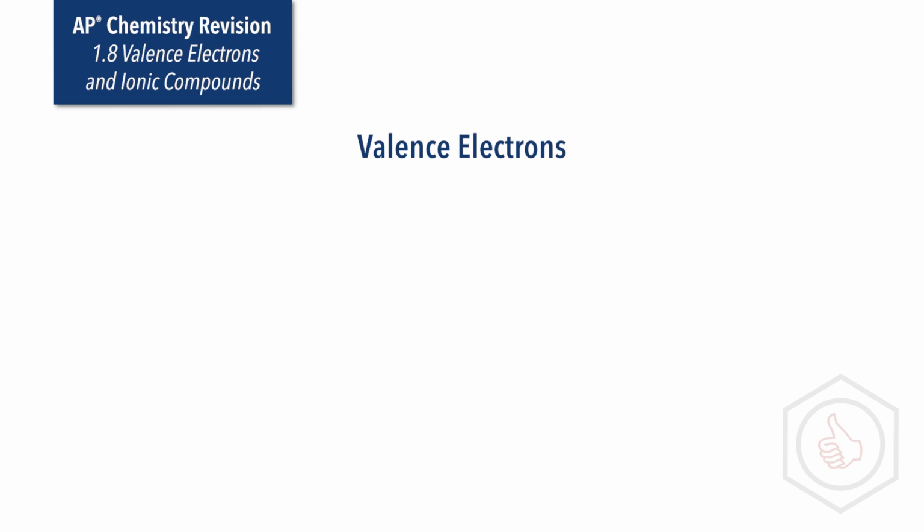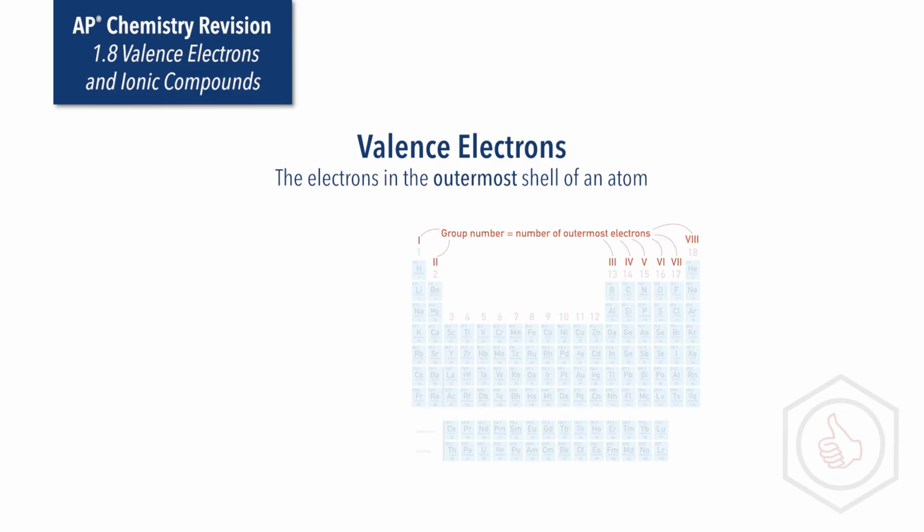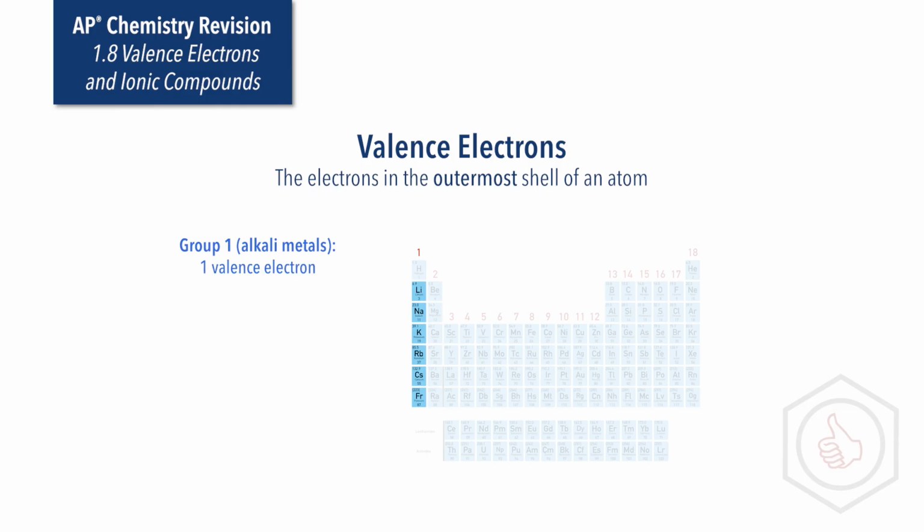Valence electrons are the electrons in the outermost shell of an atom. It is these valence electrons that are responsible for nearly all the chemical behavior of atoms of elements. The number of valence electrons an atom has can be predicted from its group number in the periodic table. Group 1 elements, the alkali metals, have 1 valence electron. Group 2 metals, the alkaline earth metals, have 2 valence electrons, and this increases across a period.